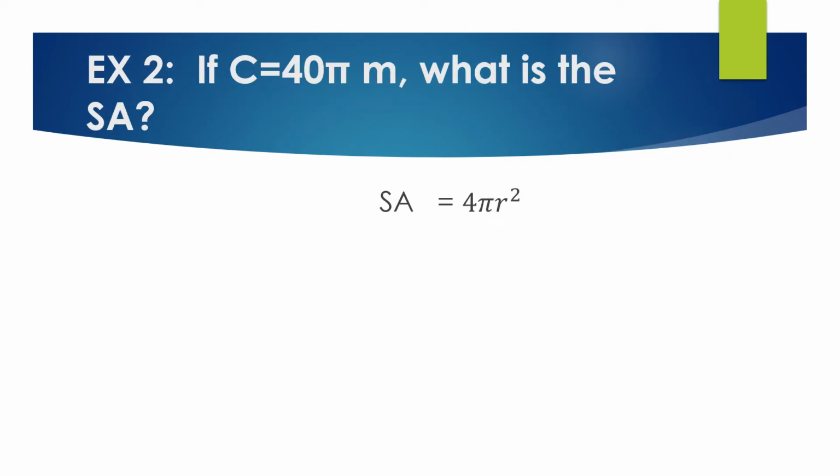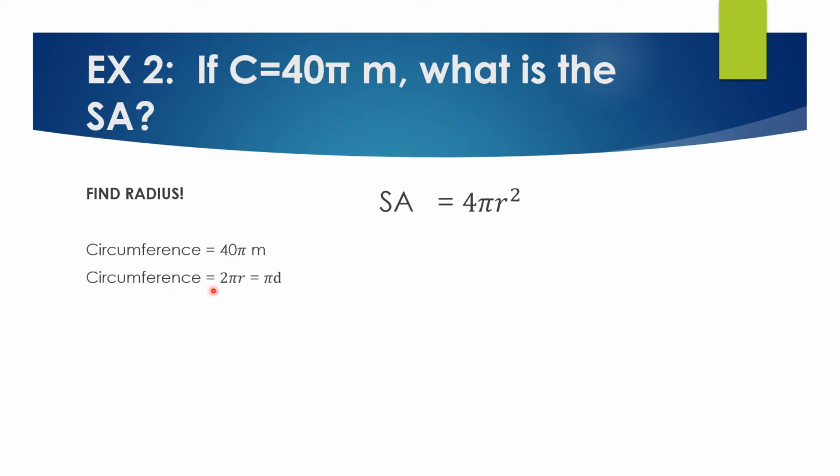On example 2, it says if C equals 40 pi meters, what is the SA? Remember that C is going to mean circumference for us, and SA is just going to be surface area. So we know that our surface area formula is 4 pi r squared. So in order to find the surface area, we know what 4 is, we know what pi is, we just have to figure out what the radius is. So our goal here is going to be to start with the circumference and work our way backwards to find the radius. So if the circumference is equal to 40 pi meters, right, that just comes straight off of our problem there.